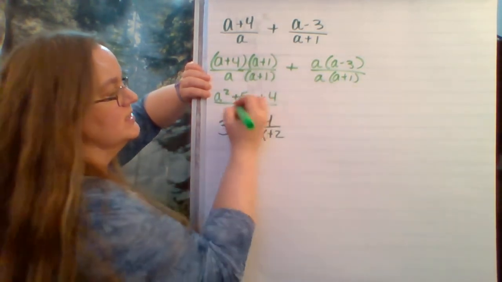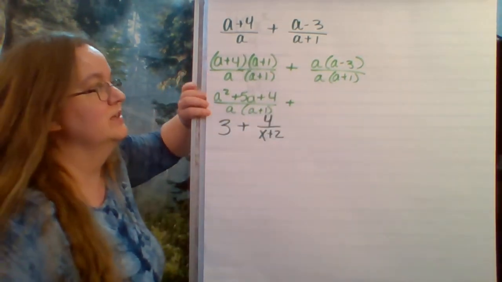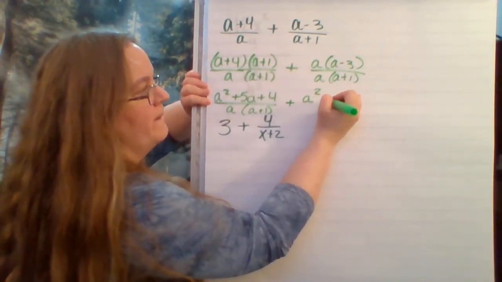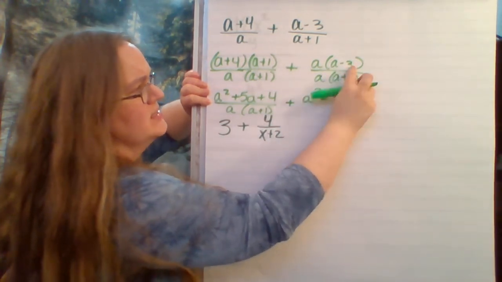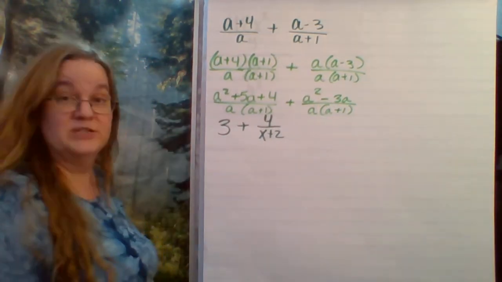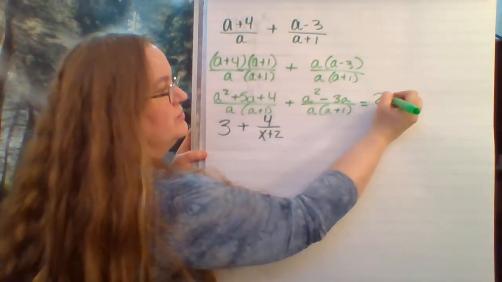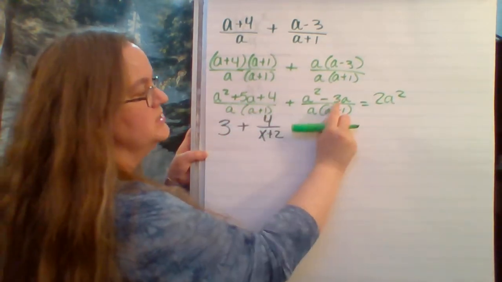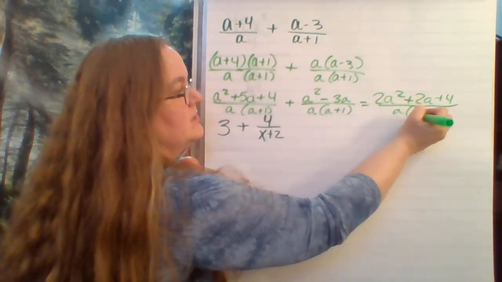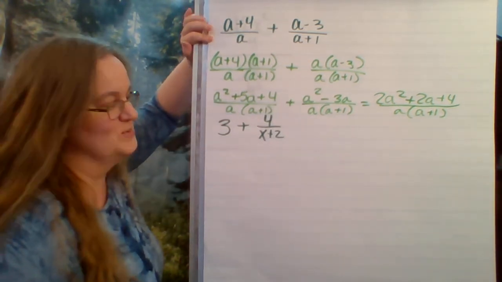If you need to write it out on the side instead, that's perfectly fine. For space, I was just doing it a little bit in my head over there. A times a is a squared minus 3a, because it's a times minus 3, divided by a times a plus 1. Well, now you have common denominators, so you can add those together. A squared plus a squared is 2a squared. 5a minus 3a is 2a, plus 4. The whole thing over a times a plus 1. And that would be the sum of these two rational expressions.